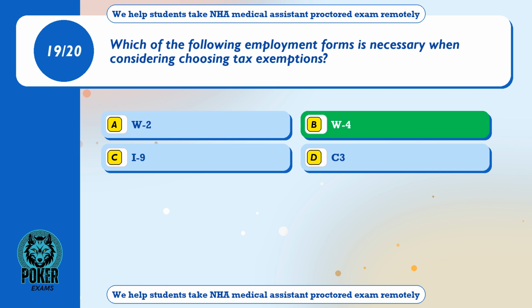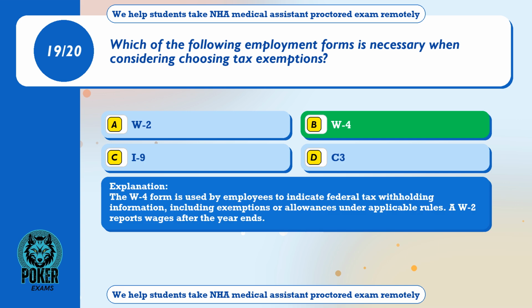The correct answer is option B, W-4. The W-4 form is used by employees to indicate federal tax withholding information, including exemptions or allowances under applicable rules. A W-2 reports wages after the year ends.